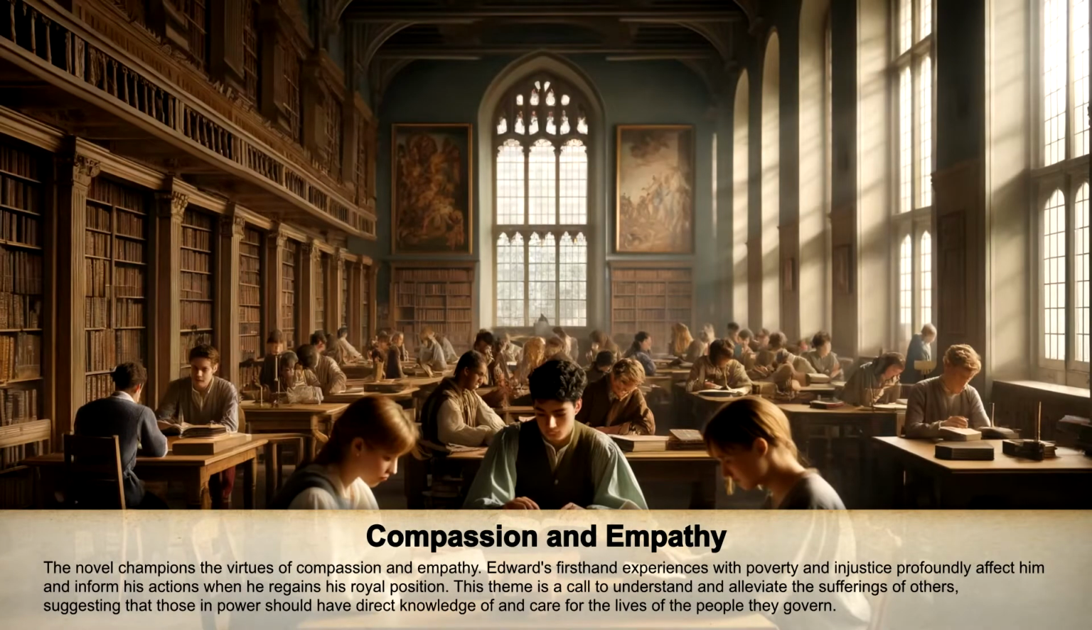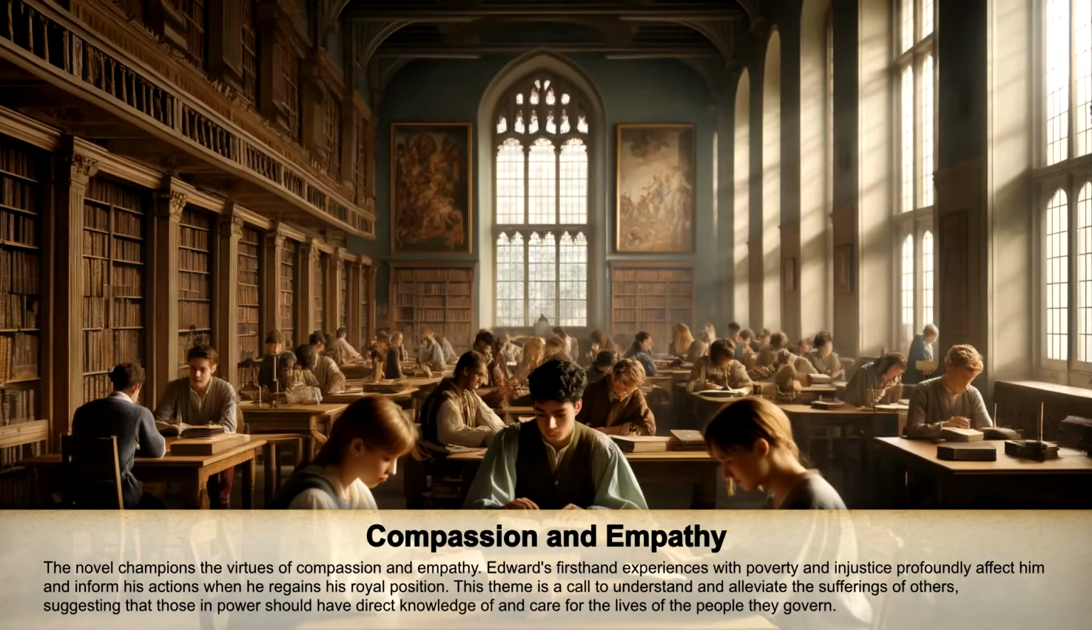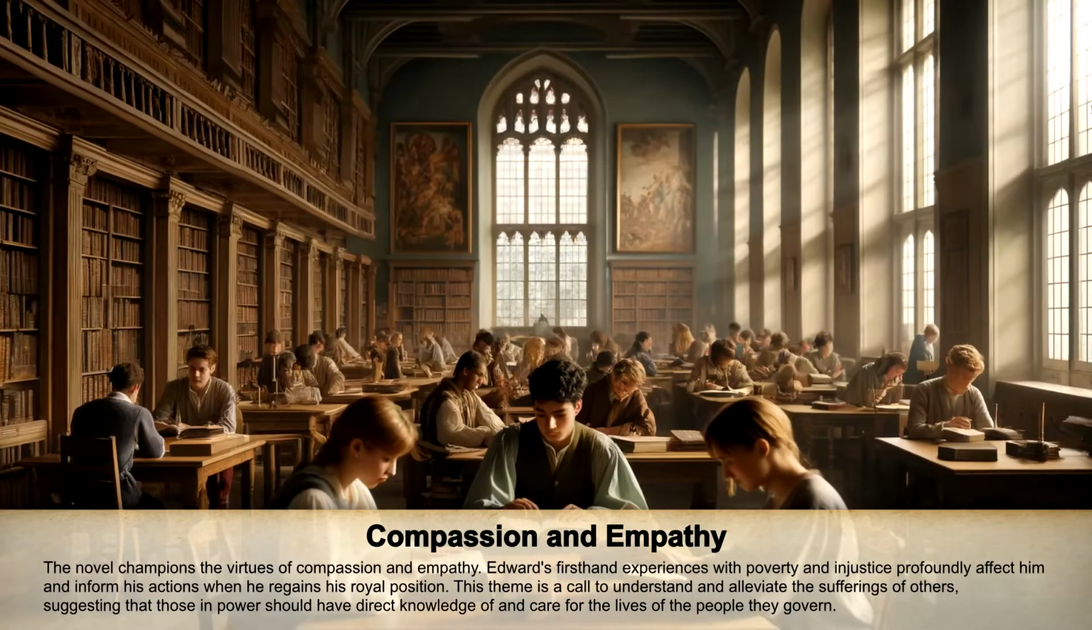Compassion and empathy. The novel champions the virtues of compassion and empathy. Edward's first-hand experiences with poverty and injustice profoundly affect him and inform his actions when he regains his royal position. This theme is a call to understand and alleviate the sufferings of others, suggesting that those in power should have direct knowledge of and care for the lives of the people they govern.